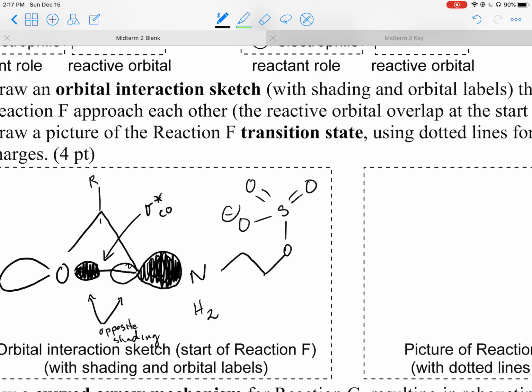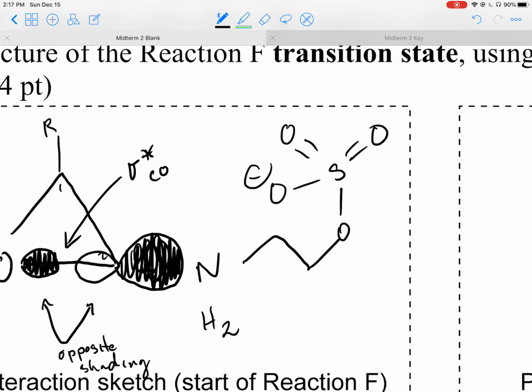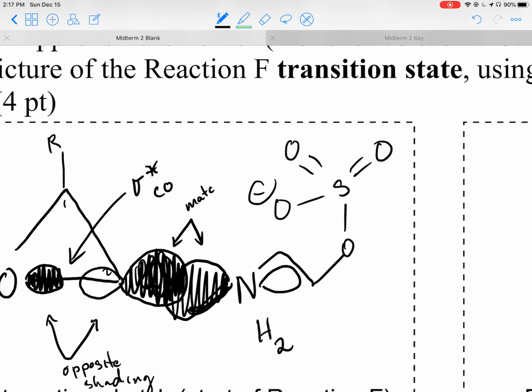And then for NH2, we are taking the lone pair, which is an sp3 orbital for the nitrogen. Maybe that's not good. Maybe we should spread that out a little bit more. Okay, so let's do that. And the H2 is here. And we draw the sp3 that the nitrogen electrons are in. And we want matched shading to show a new bond forming.